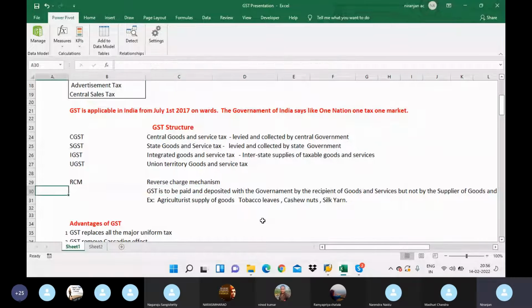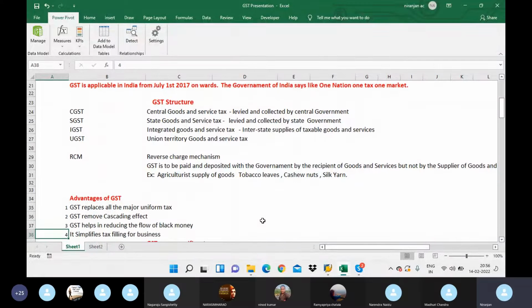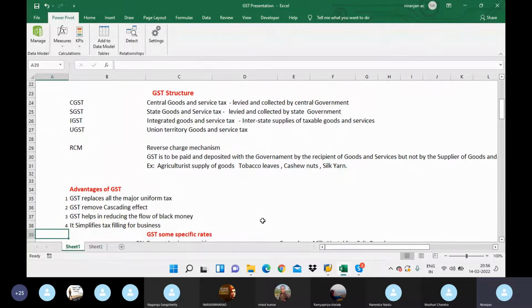Coming to GST advantages. The major advantage is that GST replaces all the major indirect taxes with a uniform tax. GST also removes the cascading effect, which is tax on tax and double tax. Before GST was applicable in India, the cascading effect was there. So removing tax on tax is a main advantage after implementing GST.